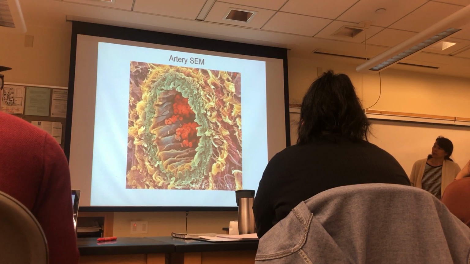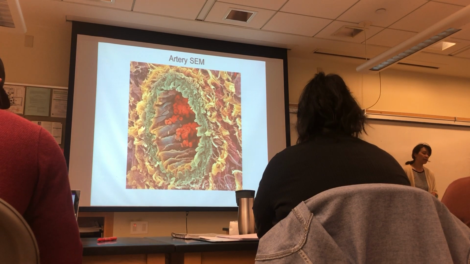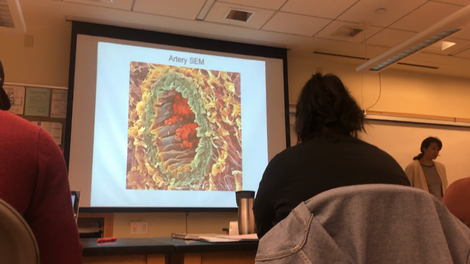Here is a SEM, scanning electron micrograph of a blood vessel. And you can see the lumen with the red blood cells. And you can see that innermost layer here that lines the lumen. That's going to be number 1 on your outline. That's the tunica interna, also known as the tunica intima.